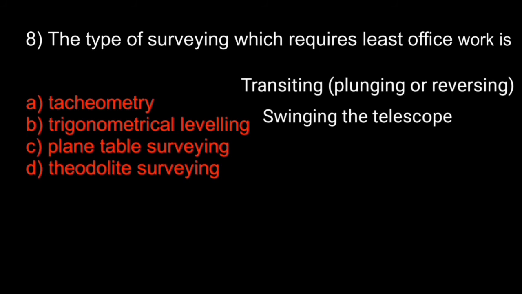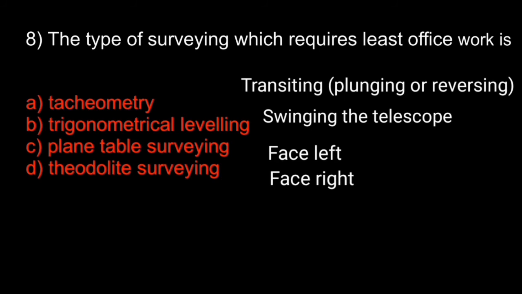Then centering. It means setting the theodolite exactly over the station mark. It is done by using a plumb bob. Then face left. If the vertical circle of the instrument is on the left of the observer while taking a reading, the position is called face left. Then face right. If the vertical circle of the instrument is on the right of the observer while taking a reading, the position is called face right.